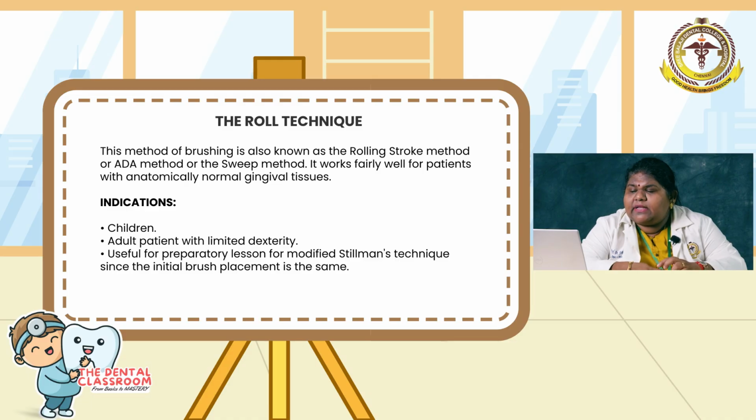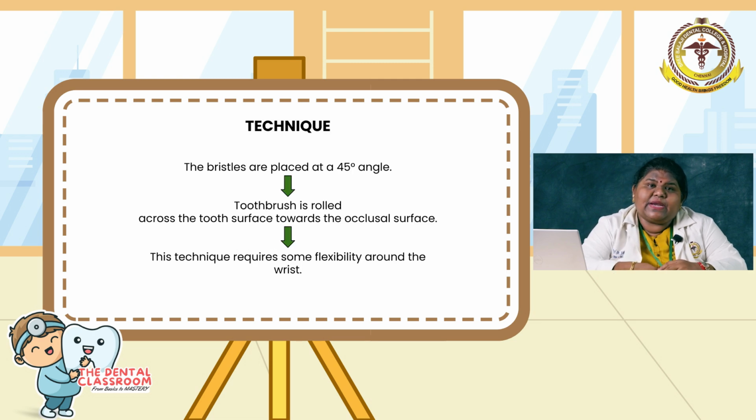So the Rolls technique. This method of brushing is also known as the rolling stroke method, ADA method or sweep method. It works fairly well for patients with anatomically normal gingival tissues. It is indicated in children and adult patients with limited dexterity, and is useful as a preparatory lesson for the modified Stillman's technique since the initial brush placement is the same. So next is how to do this technique. The bristles are placed at a 45-degree angle. The toothbrush is rolled across the tooth surface towards the occlusal surface, and this technique requires some flexibility around the wrist.